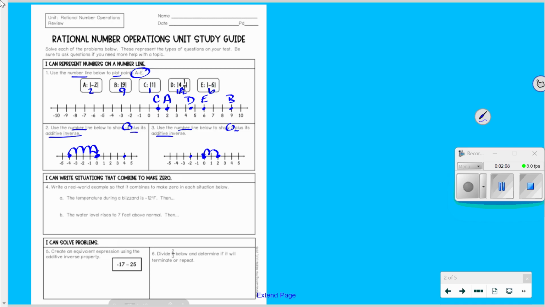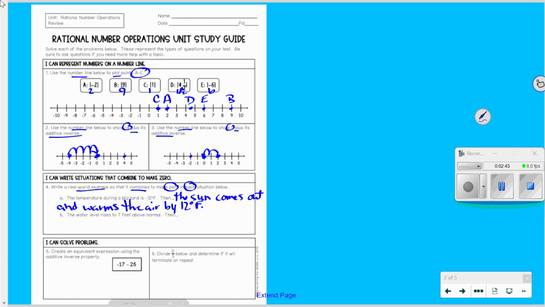Write a real-world example so that it combines to make 0 in each situation. So the temperature during a blizzard is -12 degrees Fahrenheit. Then the sun comes out and warms the air by 12 degrees Fahrenheit. So, doesn't matter what your situation is, something that shows a positive 12.